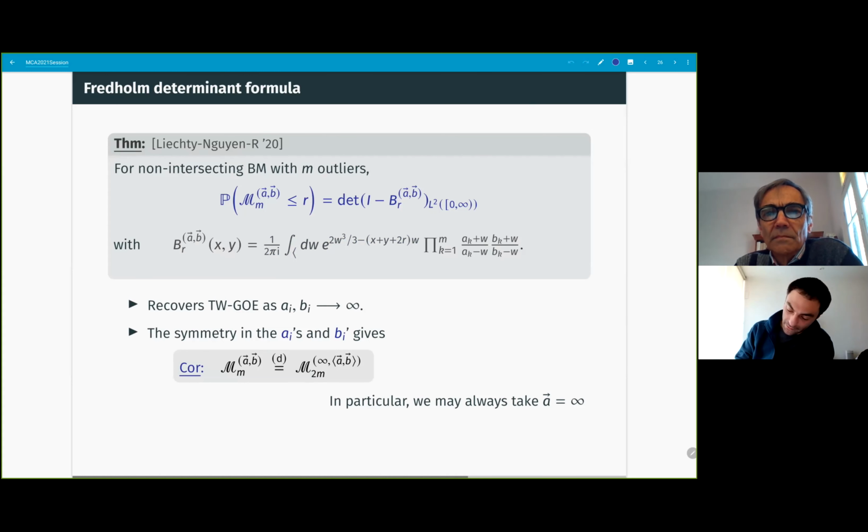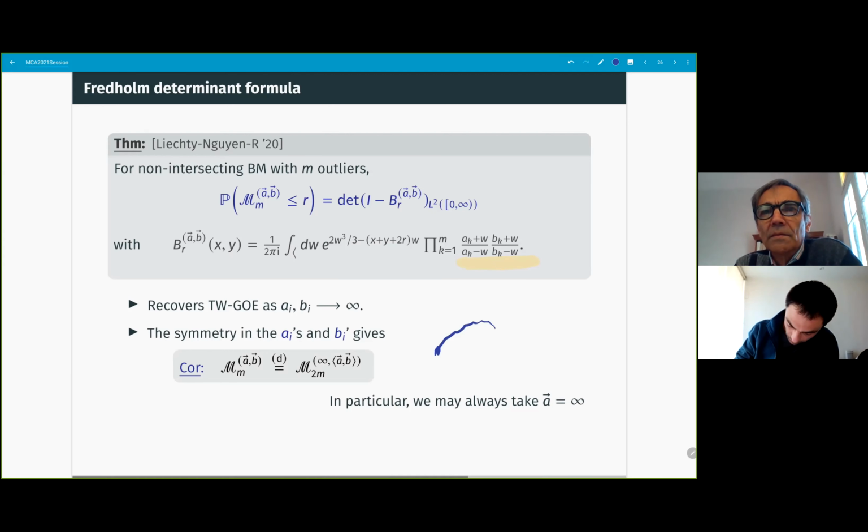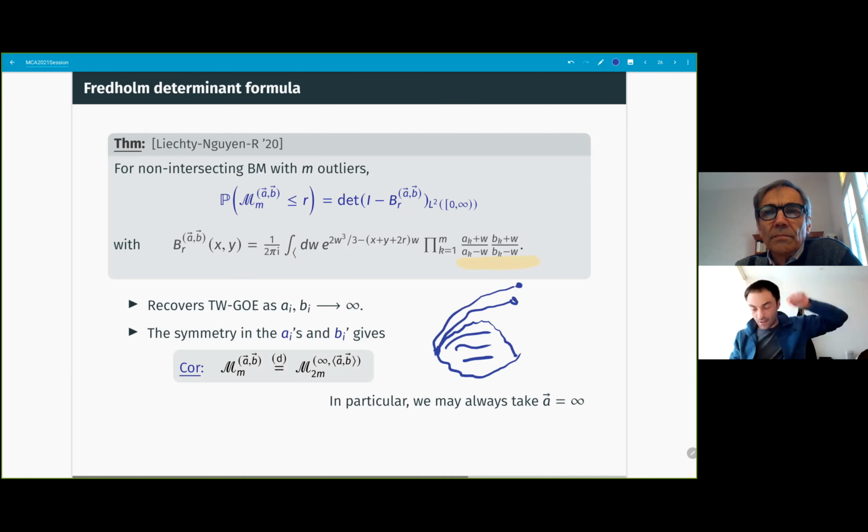What's surprising here is that this formula is completely symmetric in the starting points and the ending points. So it means the following, and I'm going to draw a picture, explain it, and then I'm going to be done. So I have here what's supposed to be my watermelon, and suppose I take two outliers like this, but the outliers now I make them start at 0 and end at, say, A and B.